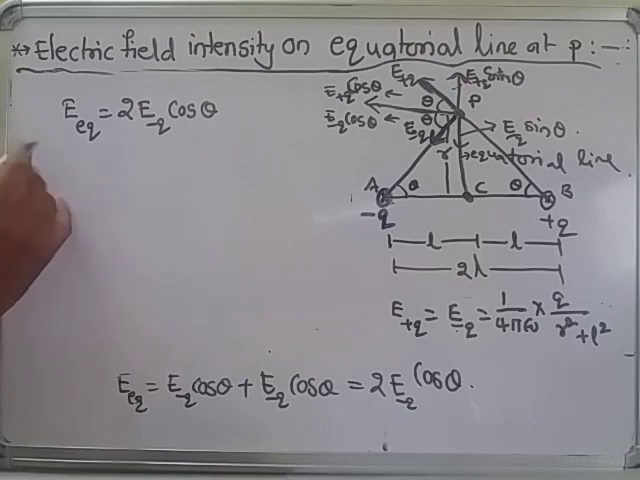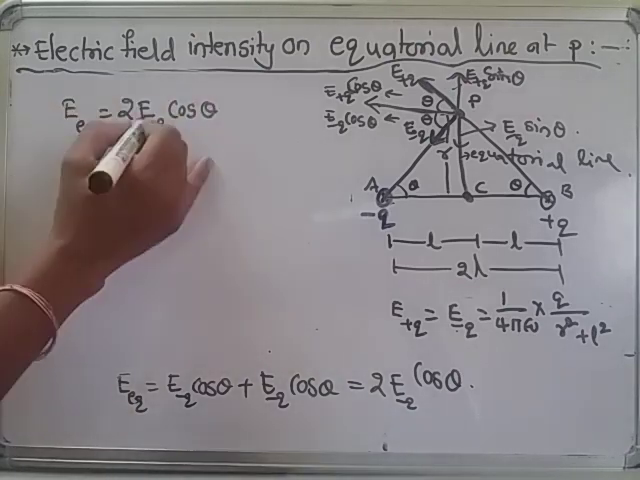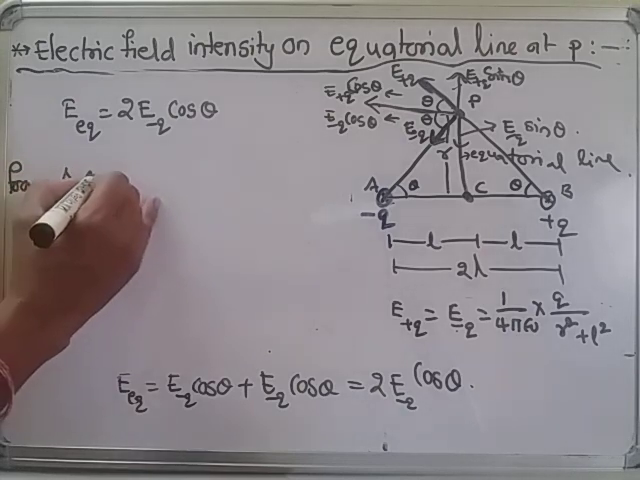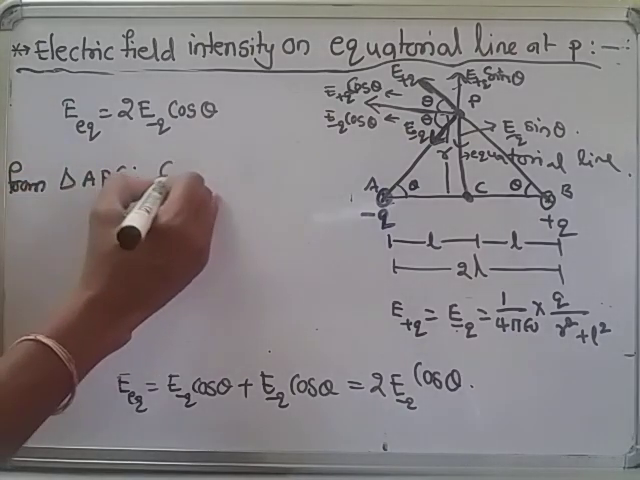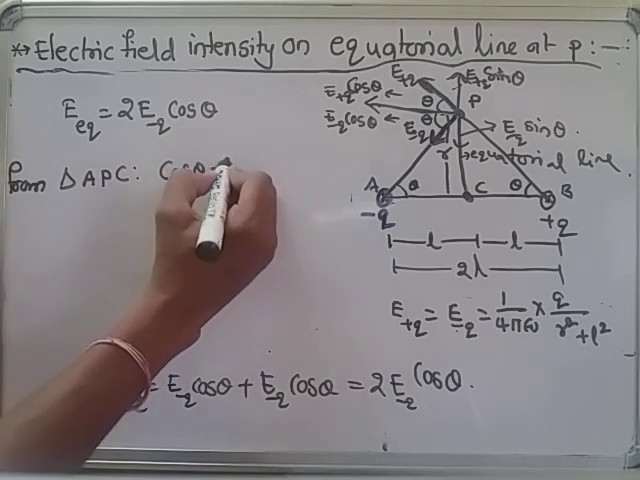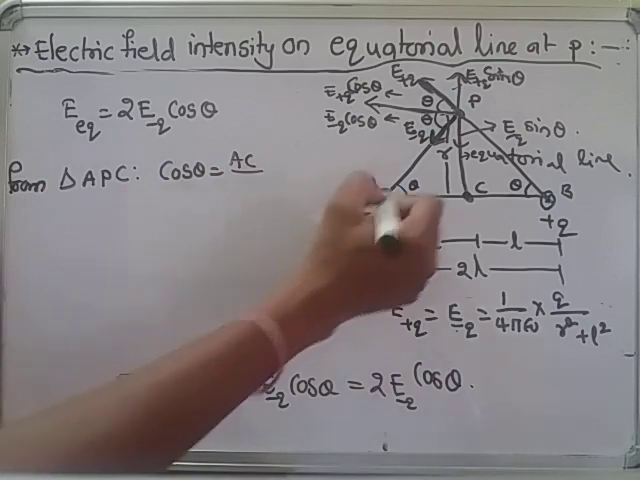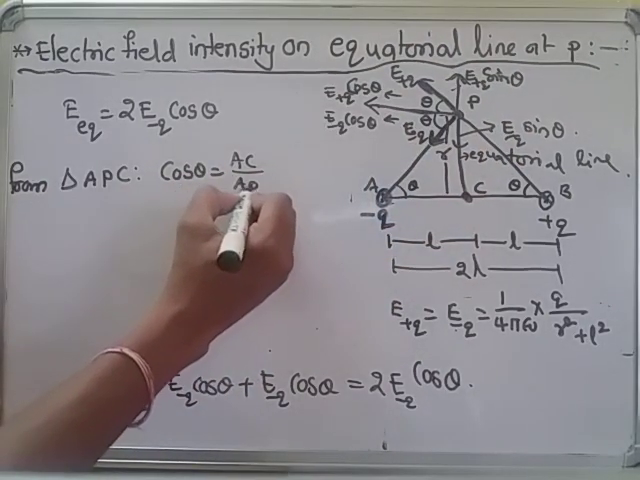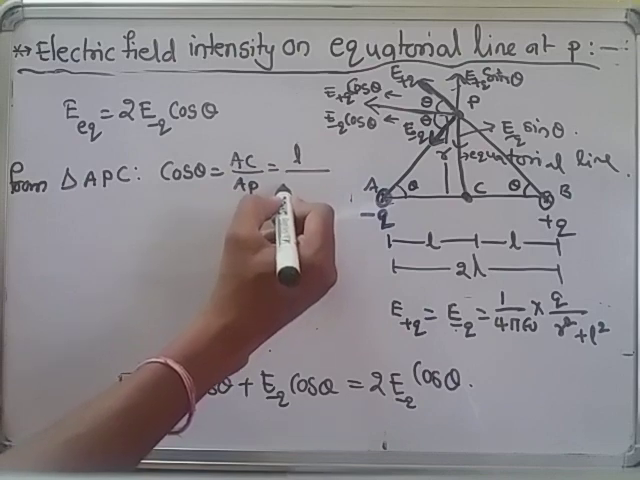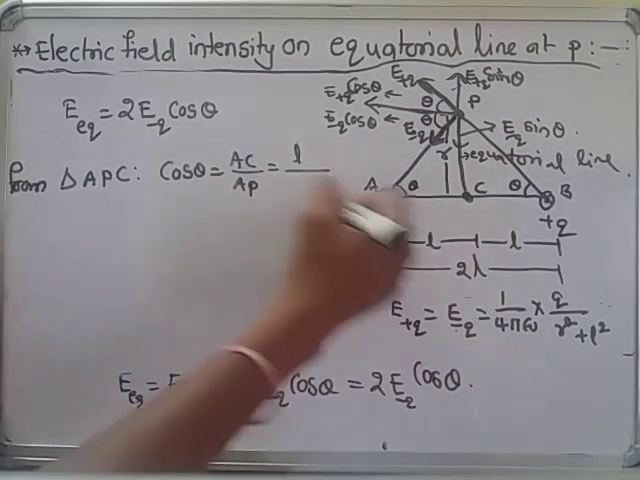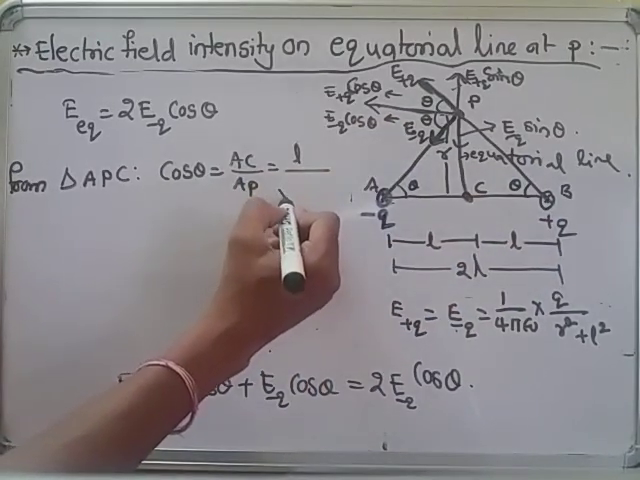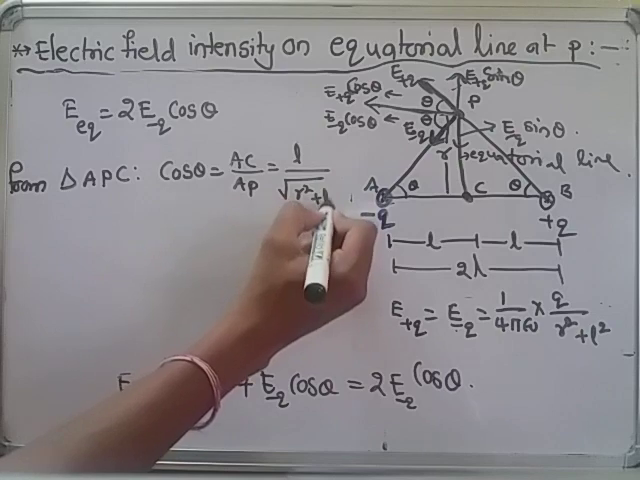Yes, we know from equation 2 E minus Q. From the figure, from triangle APC, I want to write the cos theta formula. Cos theta is adjacent side by hypotenuse, AC by hypotenuse AP. Then we will get AC is L by AP, which is under root of R square plus L square. Already we know AP is under root R square plus L square, by Pythagoras principle.